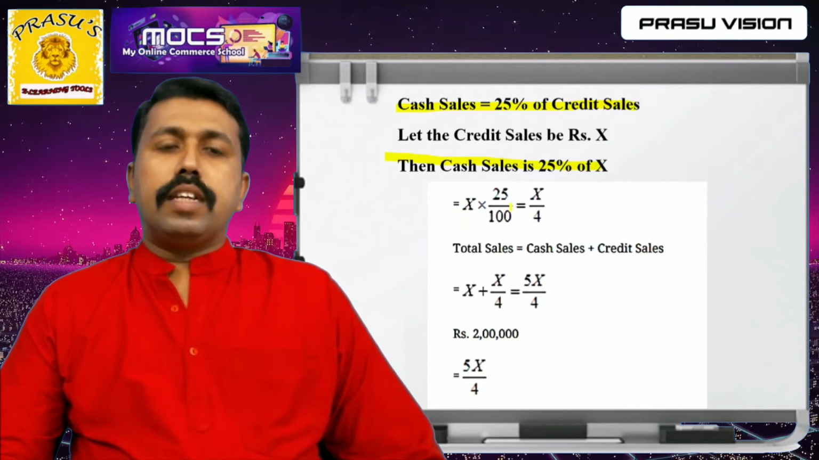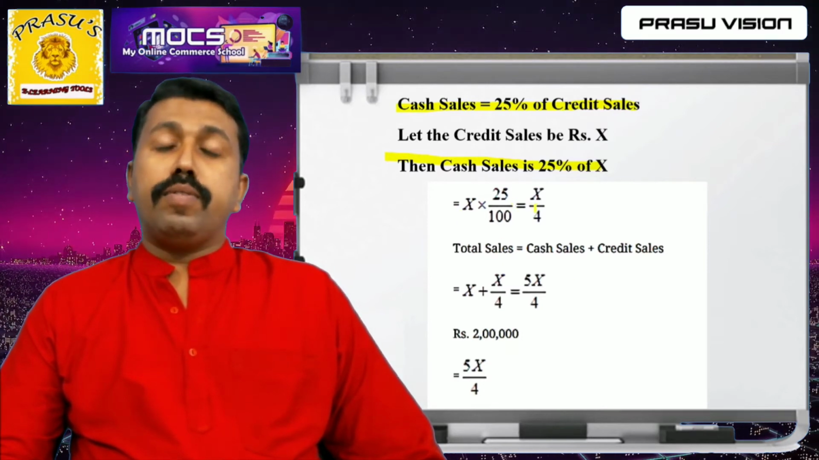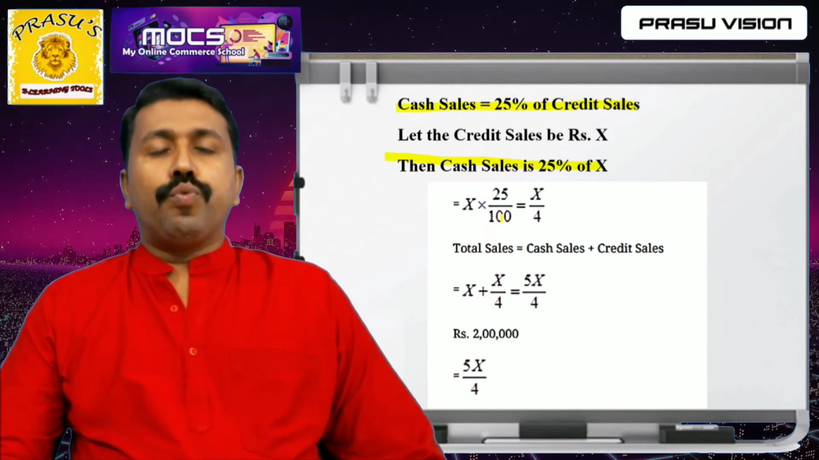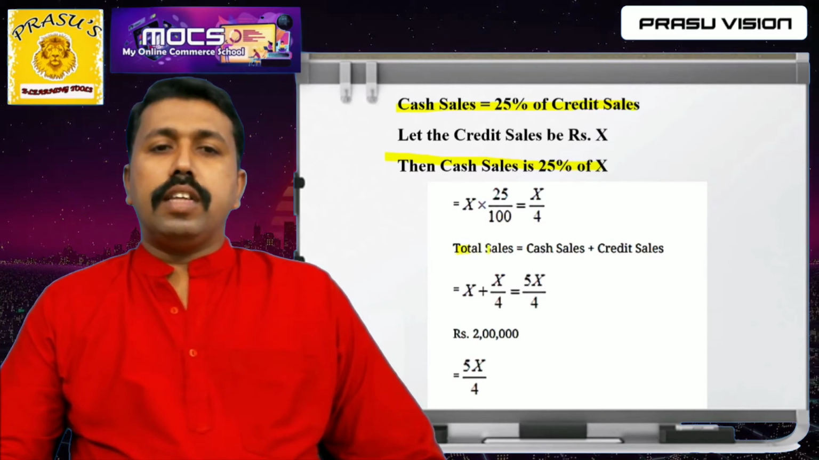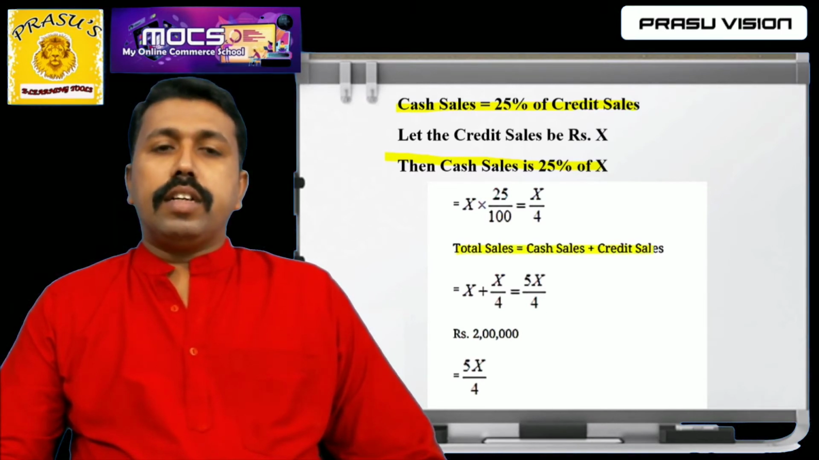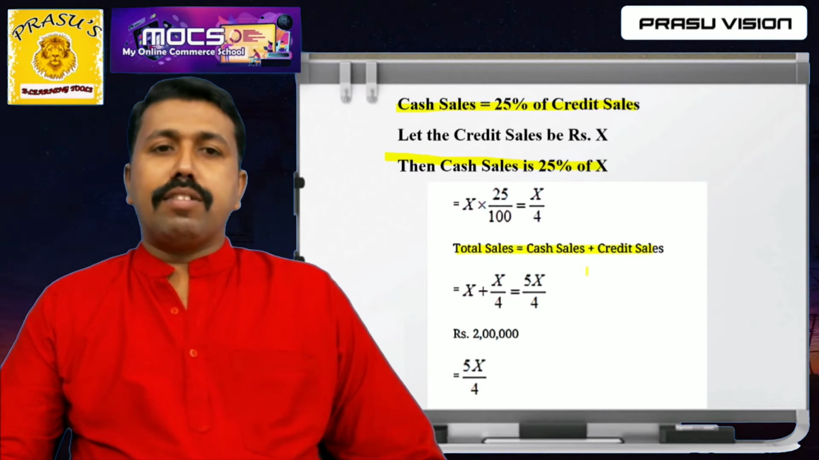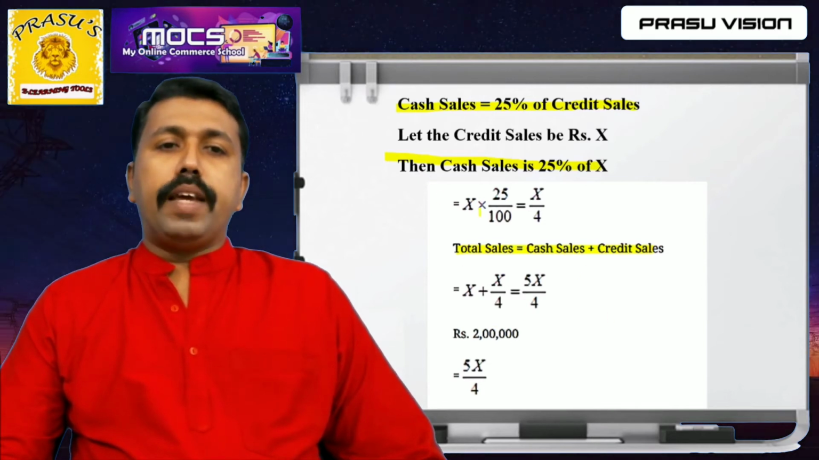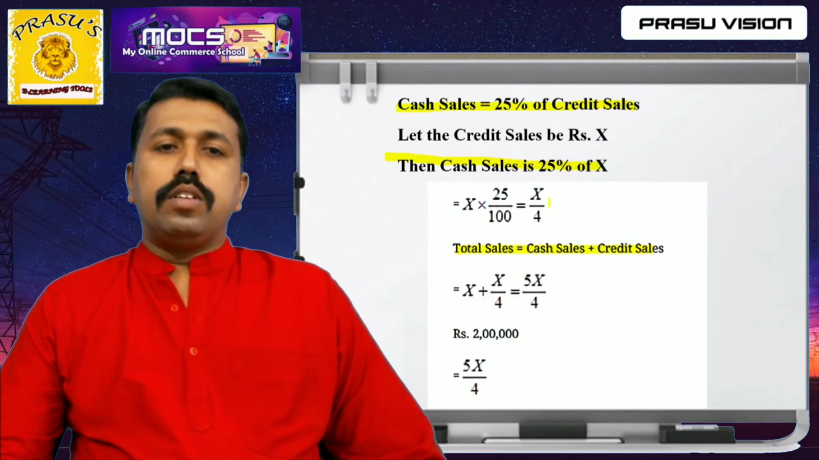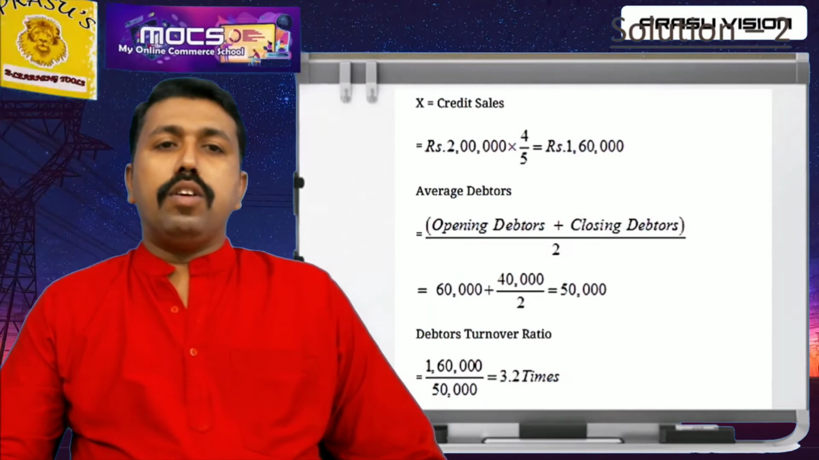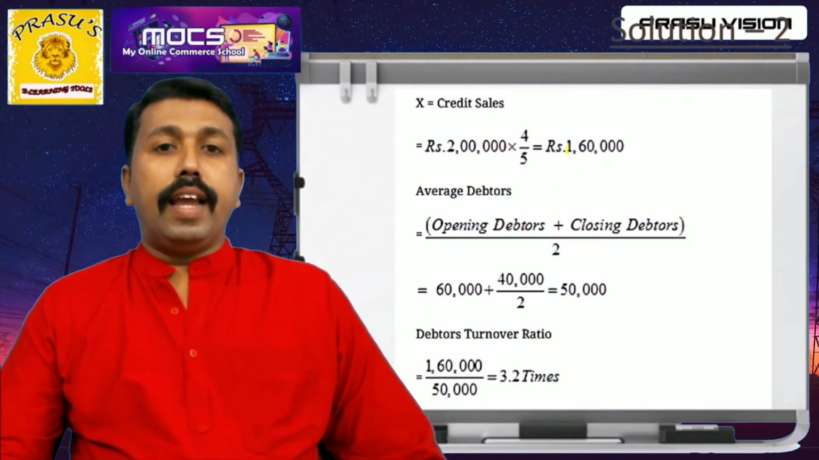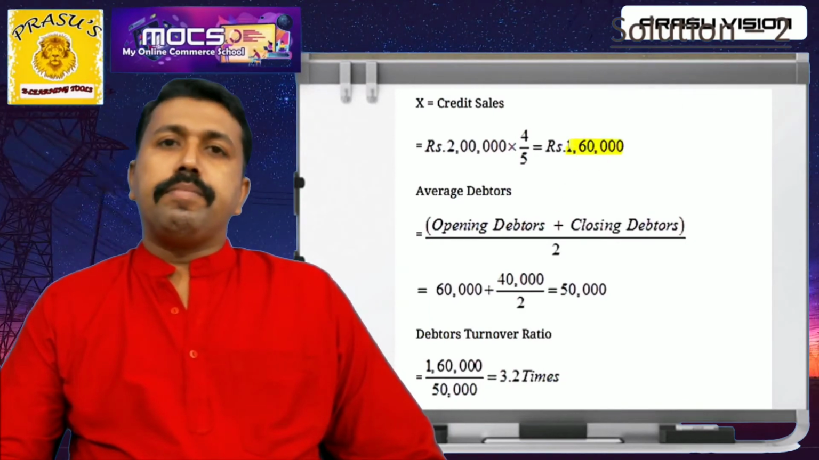We have to consider the credit sales as X, cash sales as 25% of X, and we have to find out the cash sales. Total sales is equal to cash sales plus credit sales, and we have to apply this value in the equation. So we will get the value of credit sales as 1,60,000.